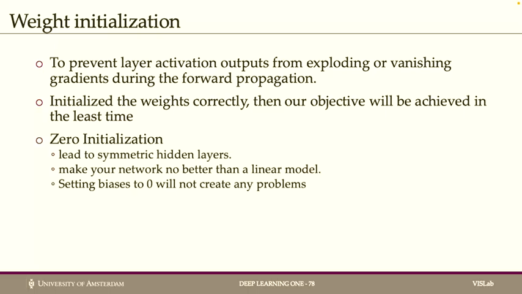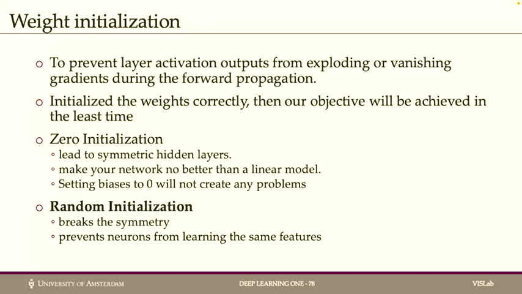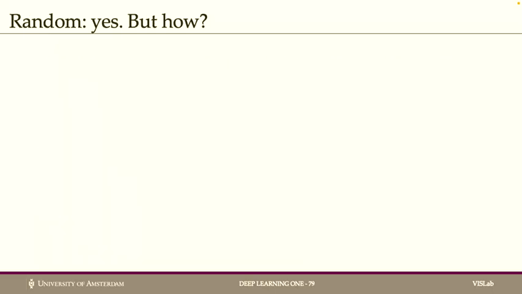And if we use 0 initialization, well, we have the benefit that it gives you the same output as a linear model. So that's nice. And setting the biases to 0 will not create any problems, but it's not really learning anything. Now, random initialization, that's what we're going to talk about, and that's what everyone is using. This has the property that it breaks the symmetry and prevents neurons from learning the same features, right? So every random number is slightly different, so every gradient will be slightly different. So random is a good choice, but how should we initialize it?